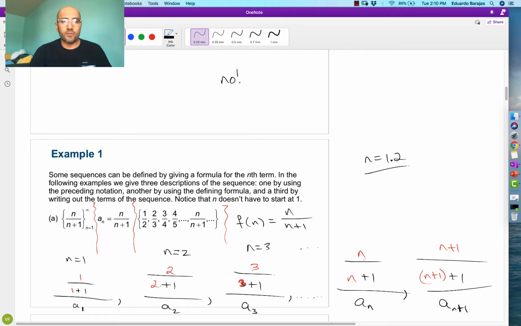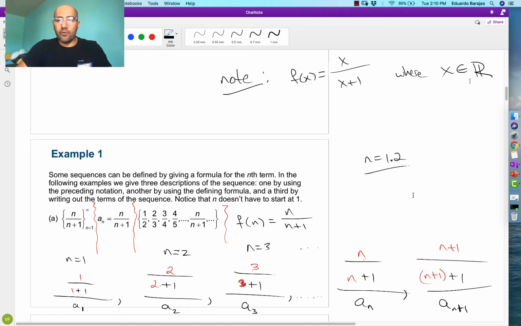So note that we can write f of x equals x over x plus 1, where x is an element of the real numbers, so all real numbers. That is related to this, but here the inputs are just counting numbers, right? So specific values of these are the ones we input to here, right?